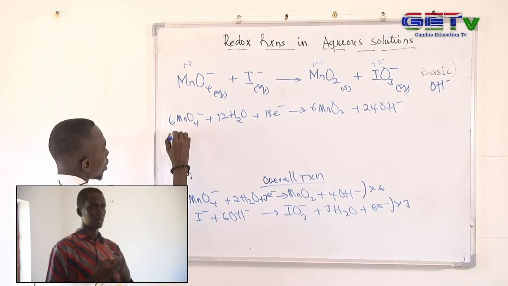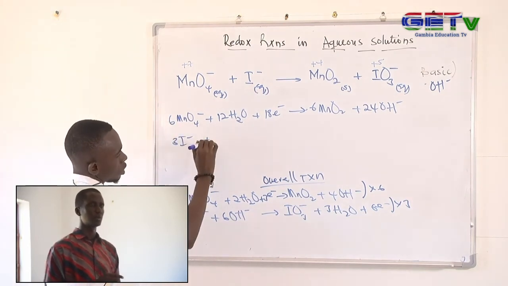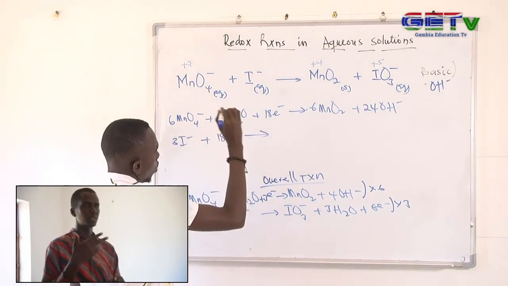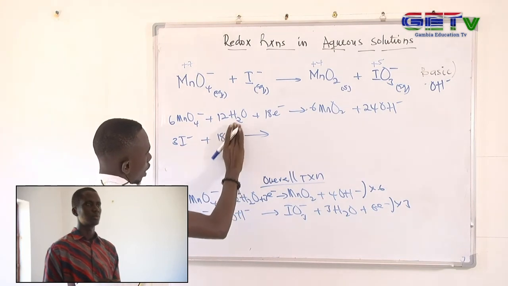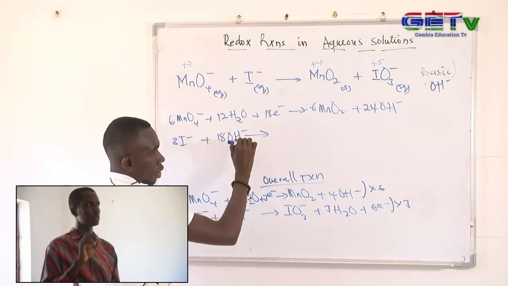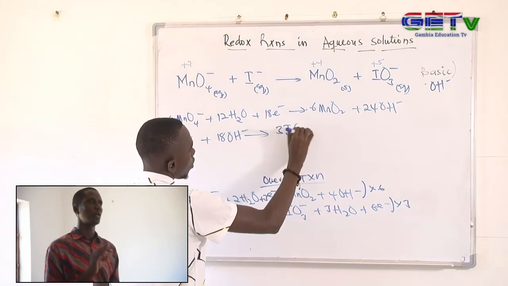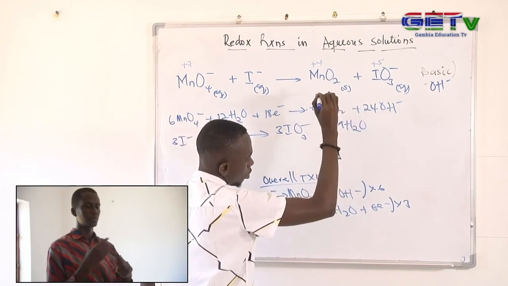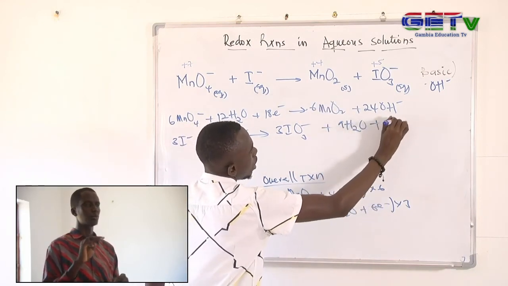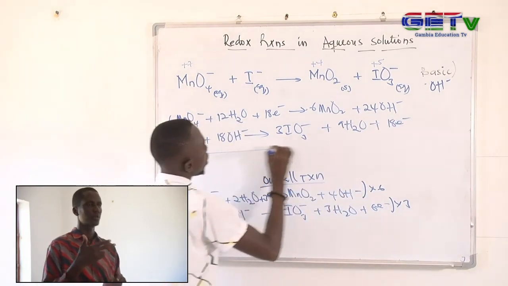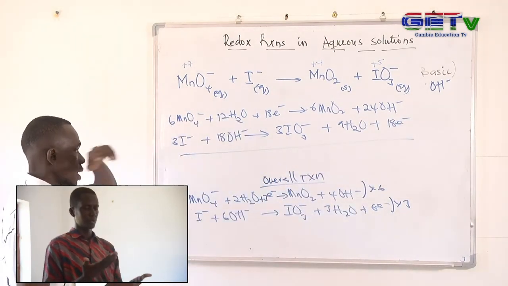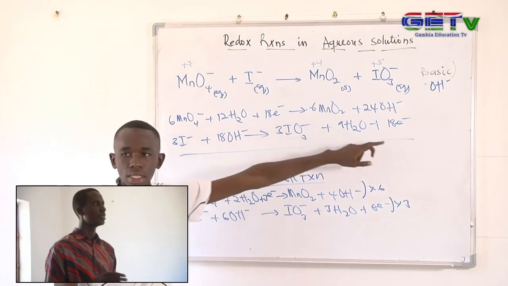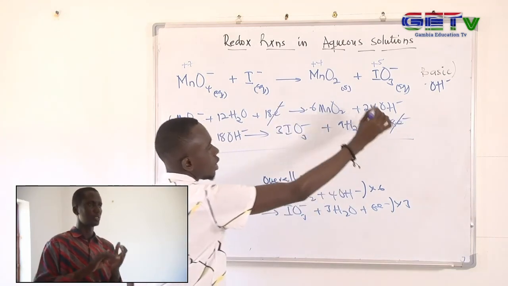Again, we have 3 times 1, which means we have I minus, plus 6 times 3, which is going to be 18 electrons, 18 hydroxyl ions, sorry. And this will give us 3 IO3 minus plus 3 times 3, we have 9 water molecules plus 3 times 6, we have 18 electrons. Now with the help of this we can write our overall reaction. Now you see the electron here which is gained and the electron here which is lost are equal. This is 18 and this is 18, which means this can cancel this.